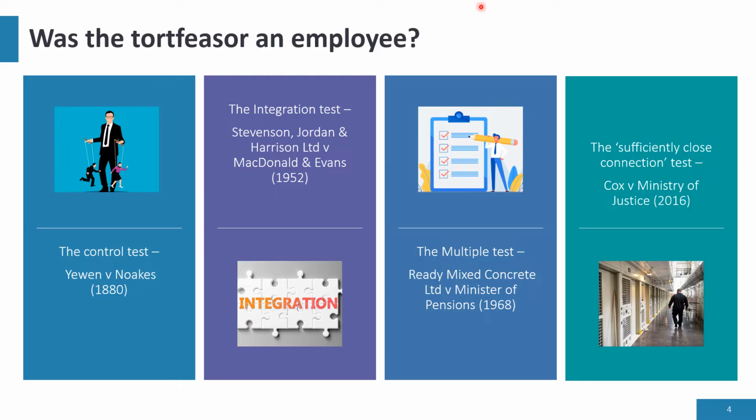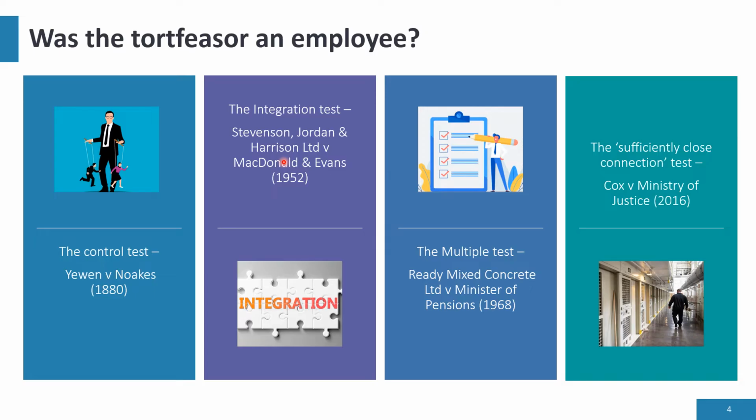But our key cases for revision purposes, we'll start here with the control test. The control test came from the ancient case of Ewing and Noakes, 1880. This test considers whether the employer has the power to control the nature of work done and how it is done. It's an old test that uses the concept of the master-servant relationship, and that's why we've got this image here of an employer being a bit of a puppet master with his employees. You can see he's got control over the actions of his employees there.